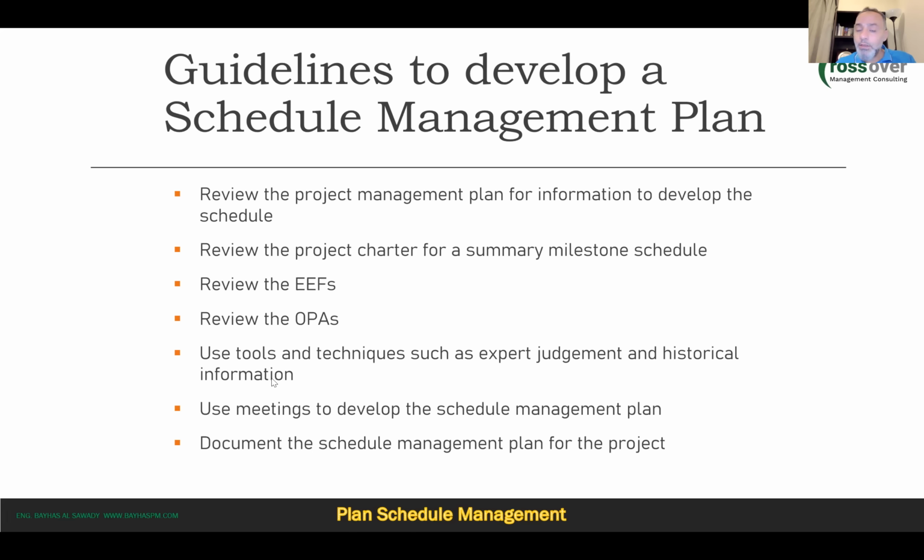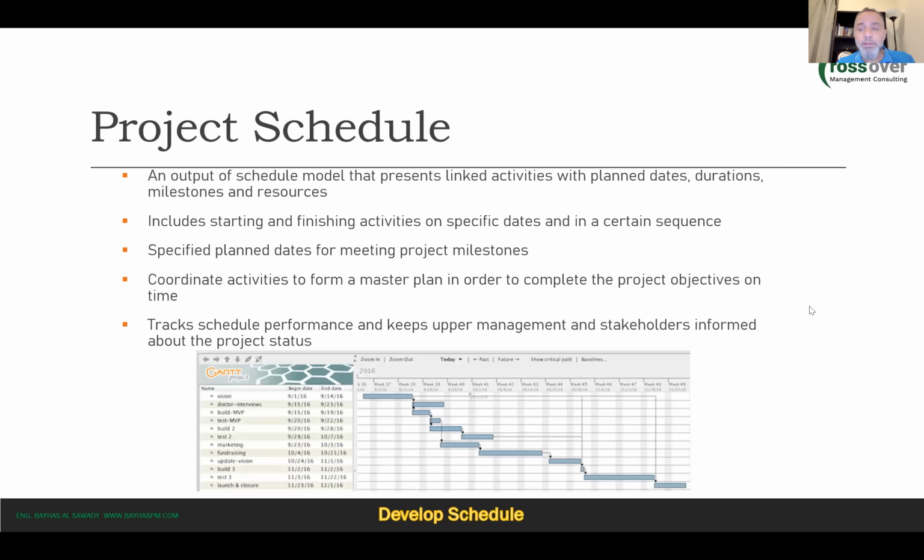You use tools and techniques such as expert judgment again and historical information. You do meetings with experts, with stakeholders to develop the proper schedule management plan, and you document it and of course approve it when you are done with all the management plan. Okay. So this was the first step, to create the schedule management plan. After this step, you want to start developing your project schedule.